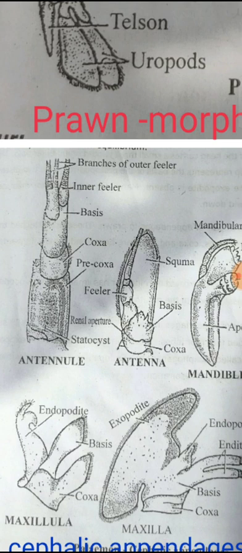The coxa is very short and cylindrical, and it is present on the precoxa. The basis is attached at the end of the coxa. At the end of the basis arises a pair of long and jointed feelers. Antennules are tactile. The statocyst is used for equilibrium. Okay, this is the antennule.